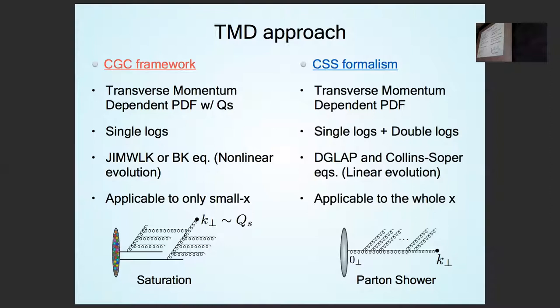The physics behind these transverse momentum dependent PDFs is different in CGC and CSS formalisms. In the CGC, the transverse momentum, roughly speaking, is the saturation scale. But in the CSS formalism, this kT is obtained by fitting parton showers in the transverse plane. So the physics is different. If we can combine the CGC and CSS formalisms consistently, that's wonderful, super nice, but it's very hard. But we can take some essence from these two different frameworks.